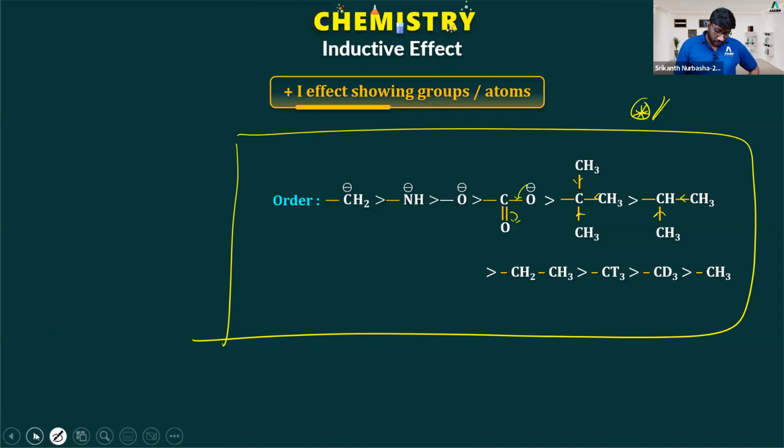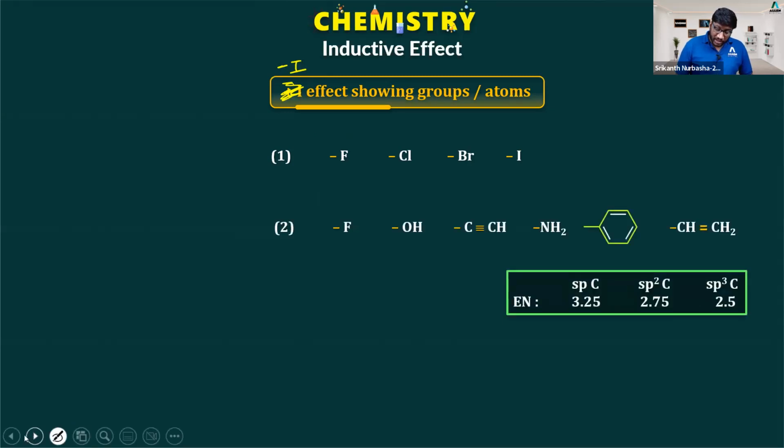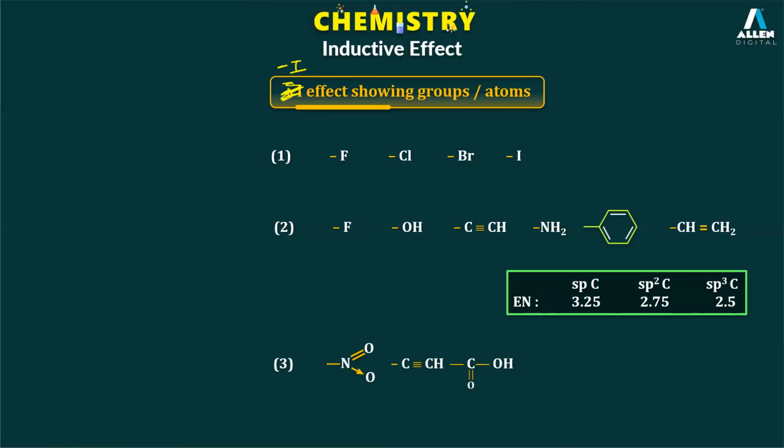Right, let us proceed further. Then we have the minus I effect. Minus I effect showing groups or atoms means electron withdrawing groups. If carbon is connected to fluorine, chlorine, bromine and iodine, which can withdraw the electron density greatly? Fluorine can withdraw the electron density greatly, then chlorine, then bromine, then iodine.